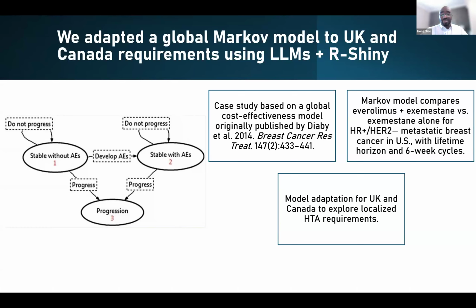Once they progress, they're lost because these are interim data from the clinical trial. So there's no mortality as an absorbing state here. Progression is the absorbing state. So essentially, it's a Markov model comparing monotherapy versus combination therapy. The time horizon is lifetime, and we have 6-week cycles incorporated. And the case is to really use that US-based model and then localize that for the UK and HTA requirements.